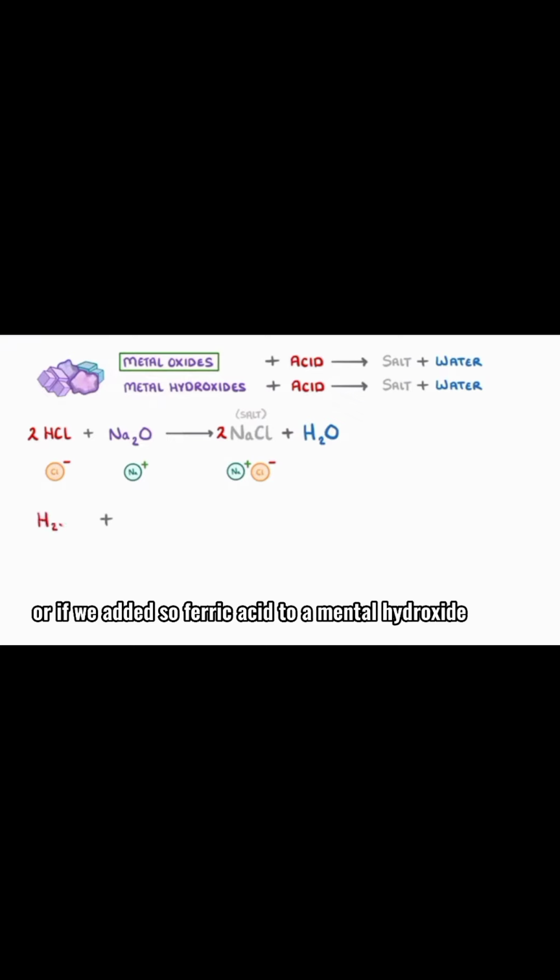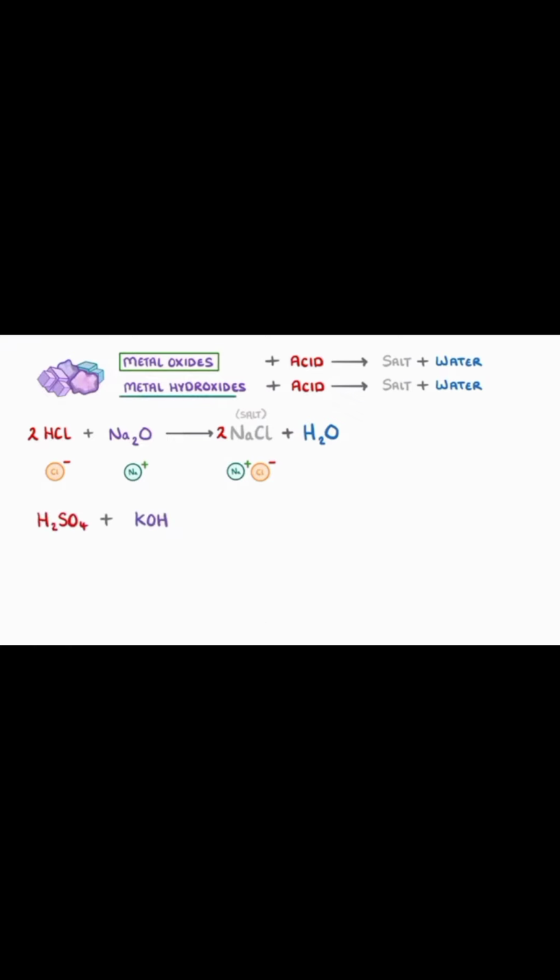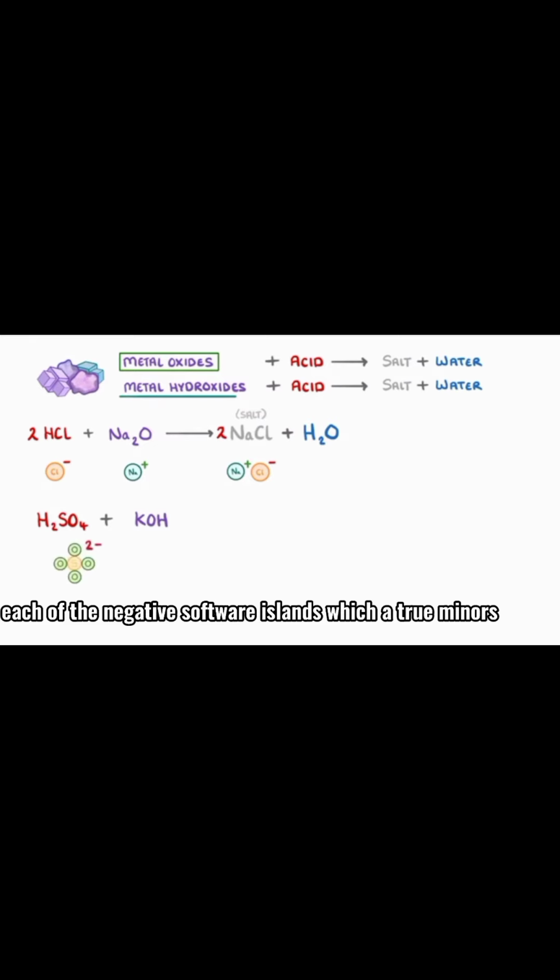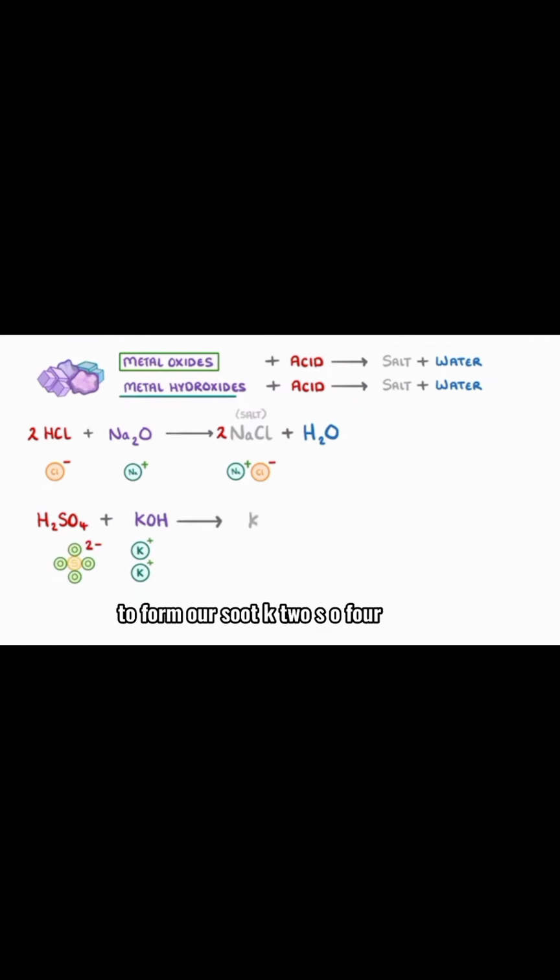Or if we added sulfuric acid to a metal hydroxide, like potassium hydroxide, each of the negative sulfate ions, which are 2 minus, would combine with 2 of the potassium 1 plus ions to form our salt K2SO4, which is potassium sulfate. And just like before, we'd also get water and then have to balance it.